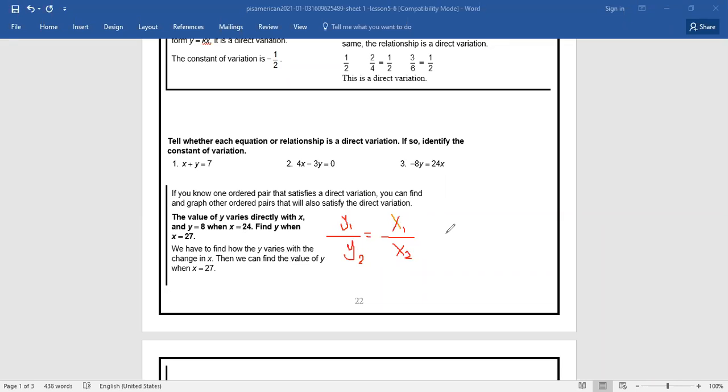So where is the first y? Who can tell me what the first y was equal to? 8.